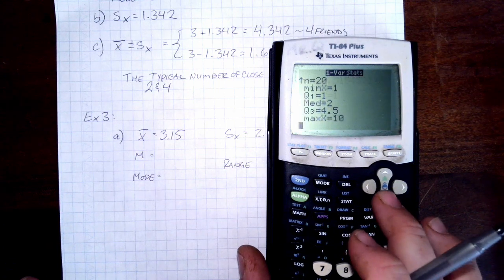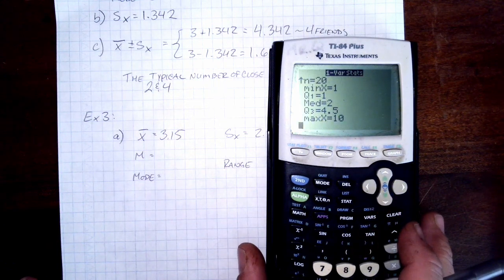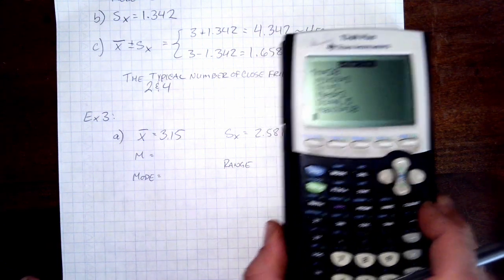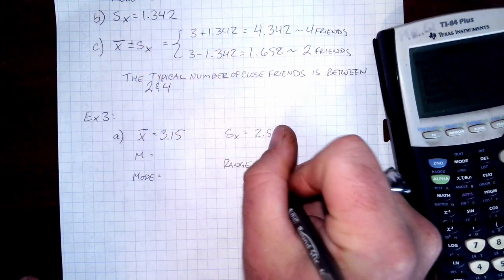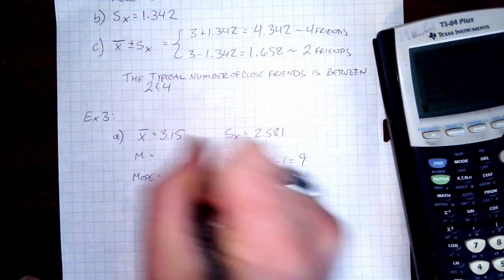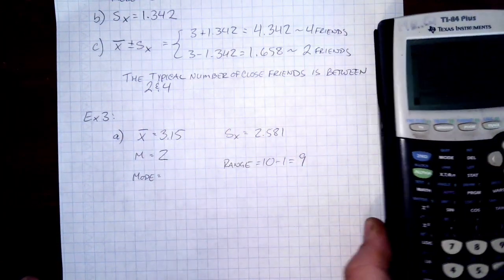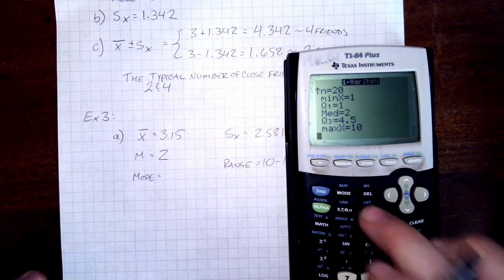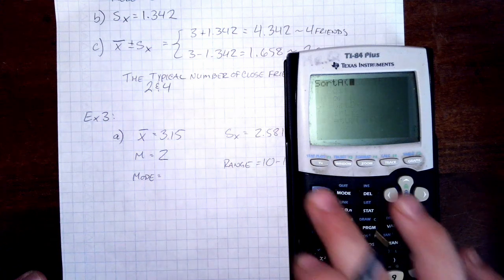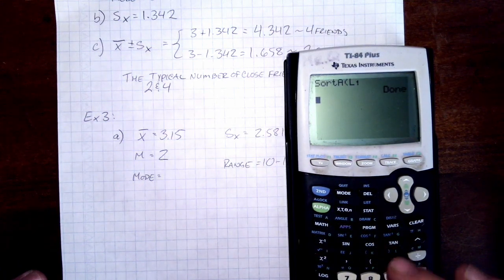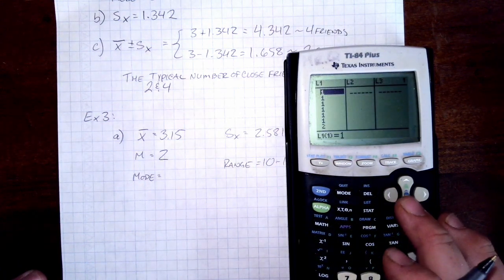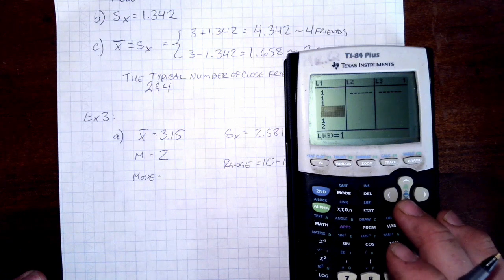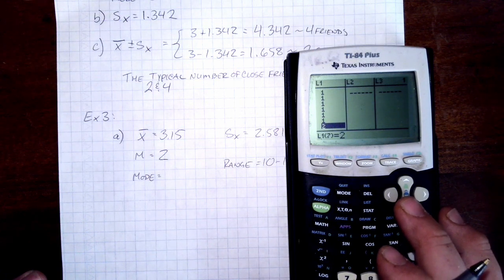Scrolling down, the median was 2. The range was 10 minus 1. Range was 9, median was 2. And to find the mode, let's sort that list. Stat, sort L1. So in stat edit, 1, 2, 3, 4, 5, 6 games they scored ones. 1, 2, 3, 4, 5. It's just 5.